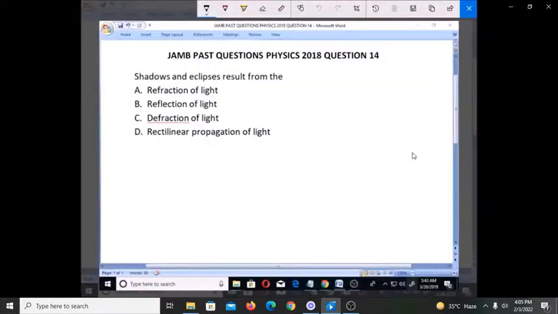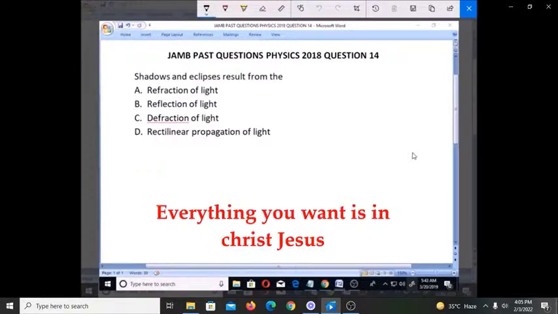Welcome. Let's look at these JAMB past questions, Physics 2018. Question number 14.